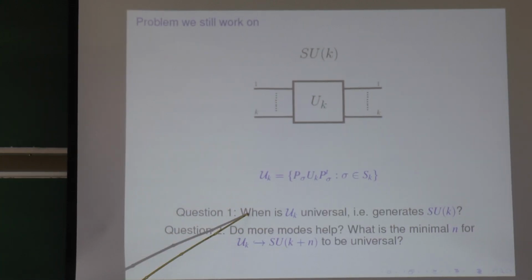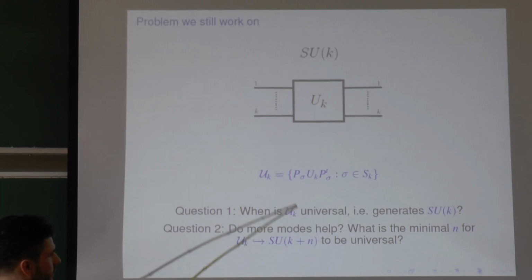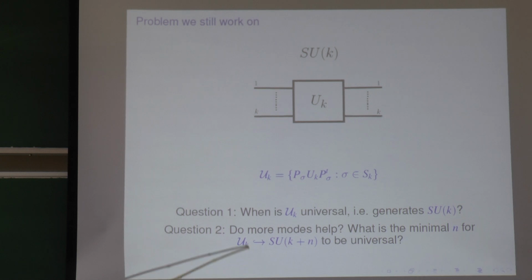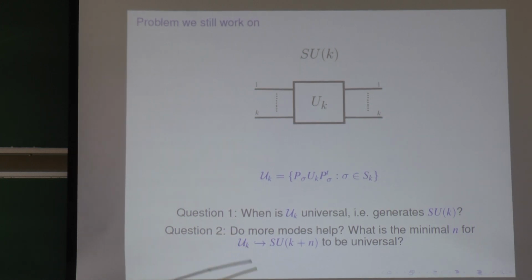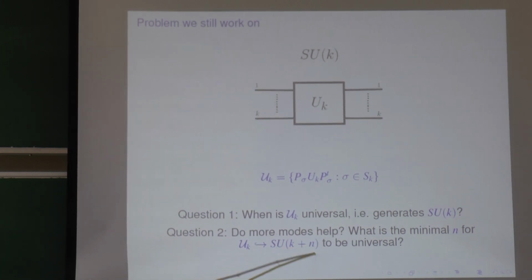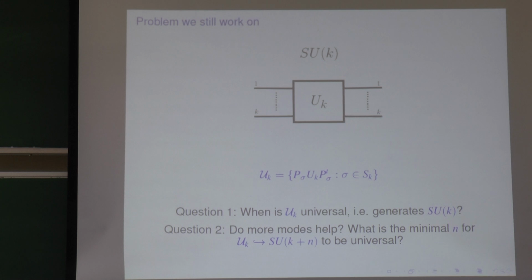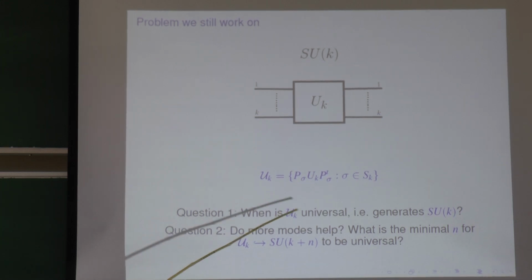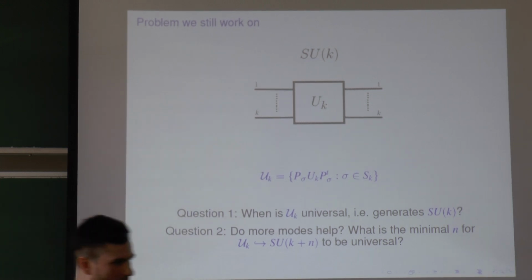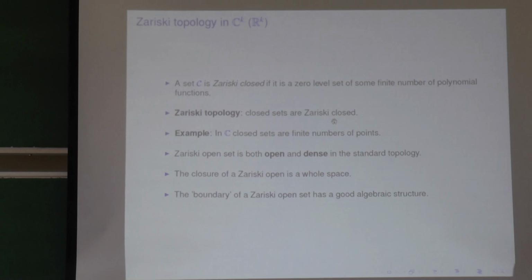And so the first question is, when is this set universal on SUK? And if it is not universal, is it true that if I put it into some higher dimensional group, SUK plus n, then it will be universal? And what is the n which is needed? We do not know the answer to this question yet. This is the problem we still work on, but we have some progress.